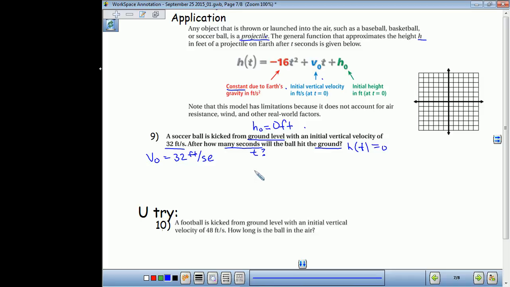So if we plug in what we know, my final height is 0. The effect of gravity doesn't change. My initial velocity was 32 feet per second. And my initial height was 0. So here I am. I've got the ball. Who plays soccer in here? Okay, lots of people play soccer in here.